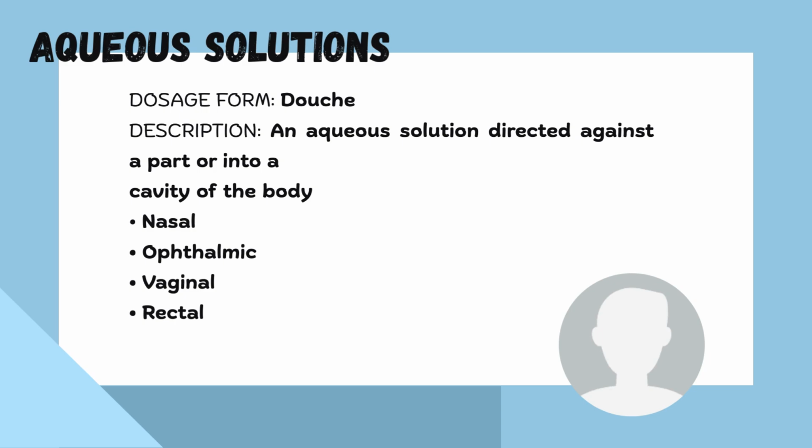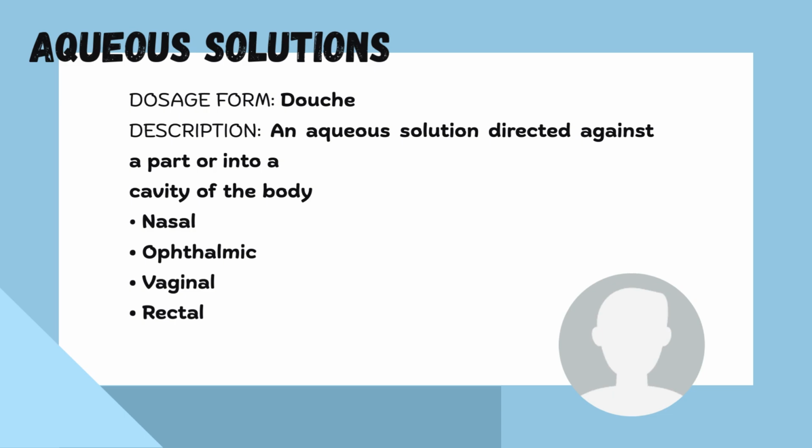And then we also have ophthalmic douche. It is used to wash or irrigate the eyes. It must be sterile and isotonic to prevent irritation. Okay, eye wash solution like boric acid solution. Okay, this is a board exam question. Eye wash solution, again, boric acid solution.